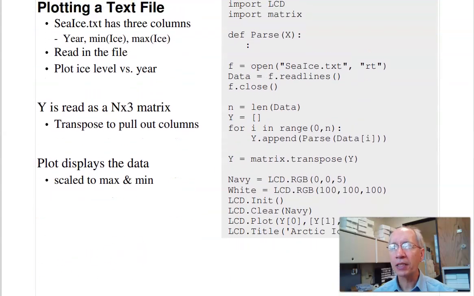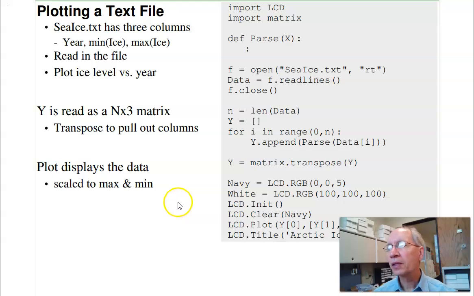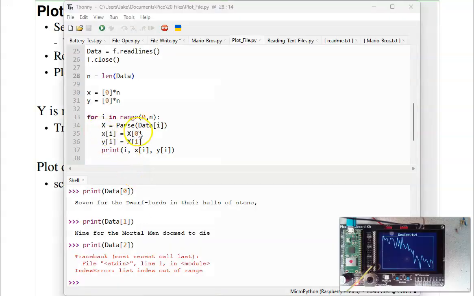If I then want to plot the text file, that is a function in the LCD library. I'll just read in the data. So here I'm going to open up sea ice, read in all the data in an array. Data of 0 is the first line, second line, third line. Pull out the different columns, and then plot column 0 versus column 1 and column 2. So for example, plotting the first column versus the second column.